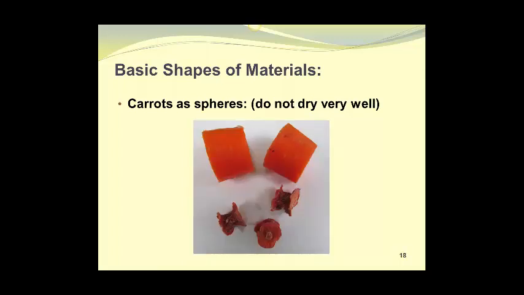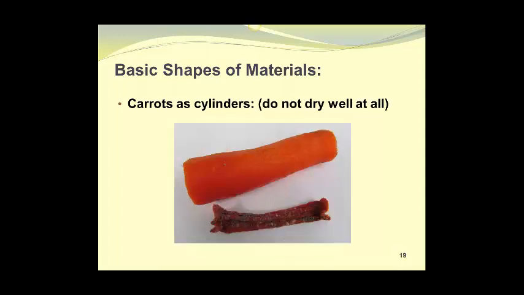Carrots as spheres do not dry very well. At the top of the photograph, you see the carrot before drying. These pieces have a characteristic dimension ratio where the diameter is approximately equal to the length of the chunk, and in that way they can be considered to be spherical. In the bottom of the photograph, you can see these chunks after drying, and they have formed spools or spindle shapes and did not dry very well.